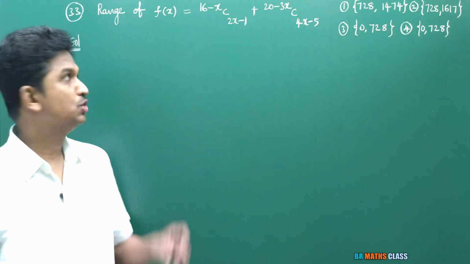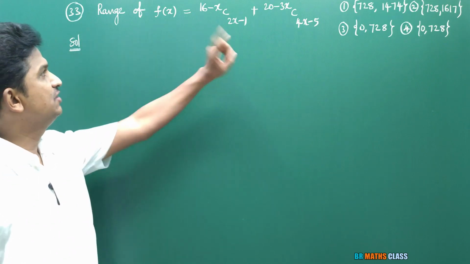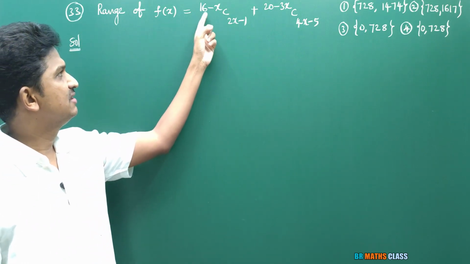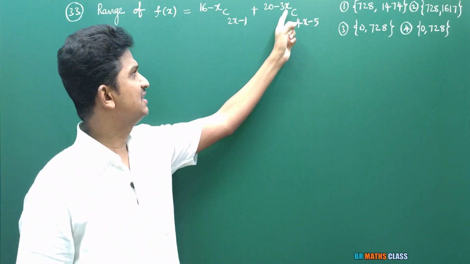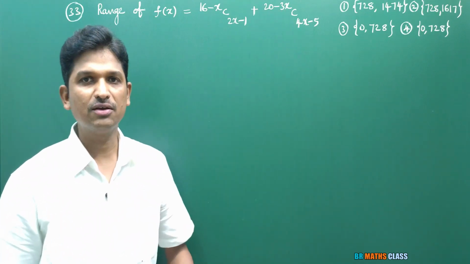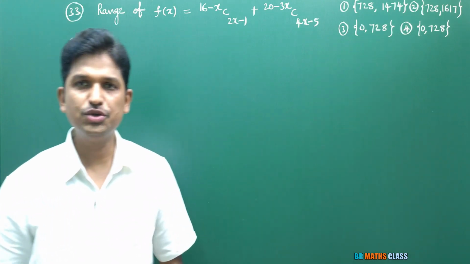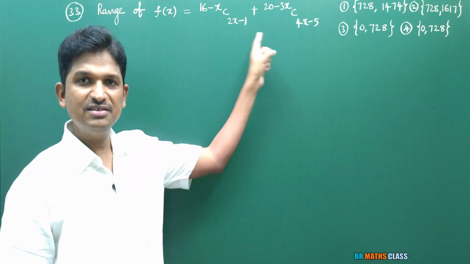You observe this question number 33. Range of the function f of x is 16 minus x C (2x minus 1) plus 20 minus 3x C (4x minus 5). Here 4 options are there. We need to choose which option is the right option. You observe this is the given function.